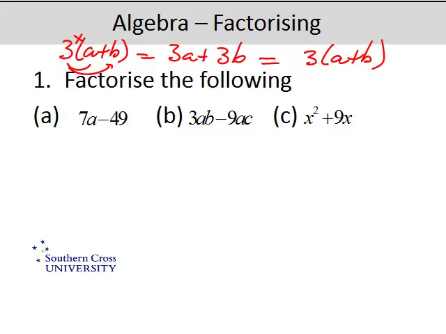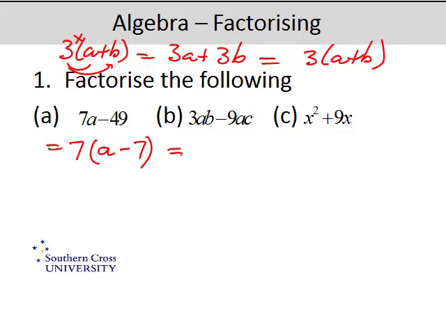So, putting the brackets back into these questions, we look at 7a and 49 and ask what's common to both, and 7 will go into both. I usually put 7 and then the brackets and then ask, 7 times what gives 7a? That's got to be a. Take away, 7 times what gives 49? It's got to be 7. That's the way I generally do it.